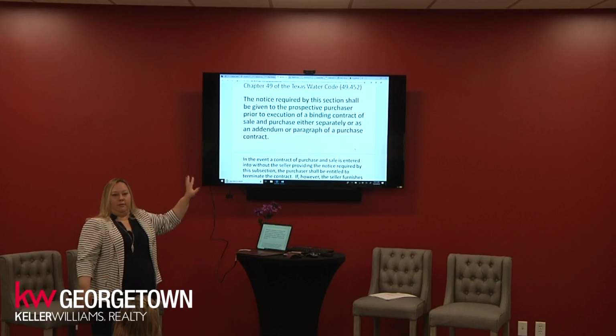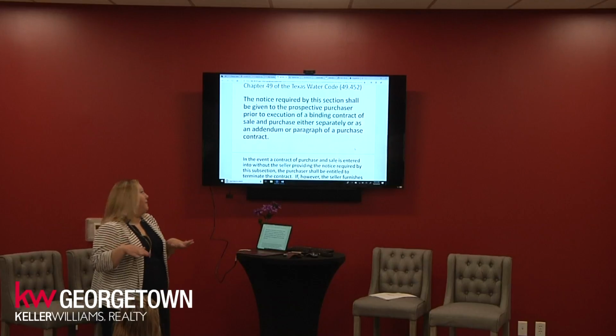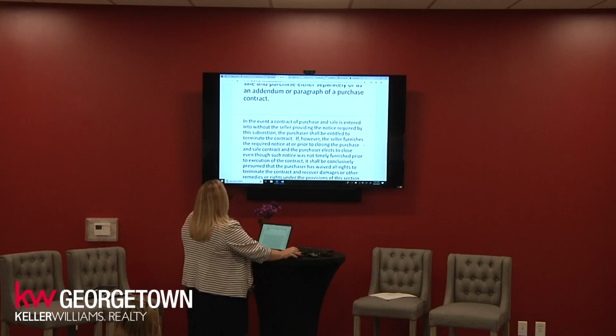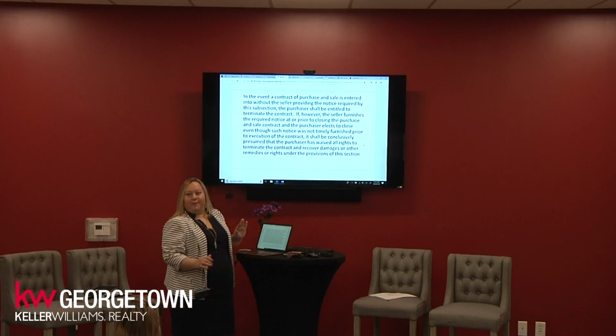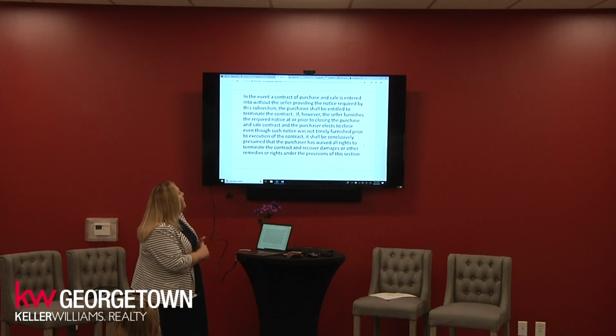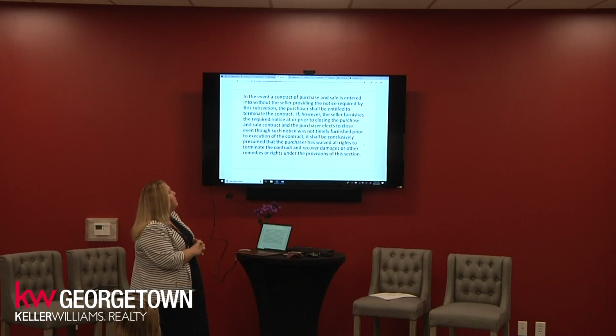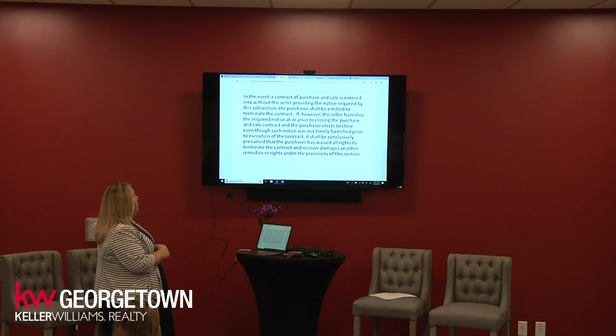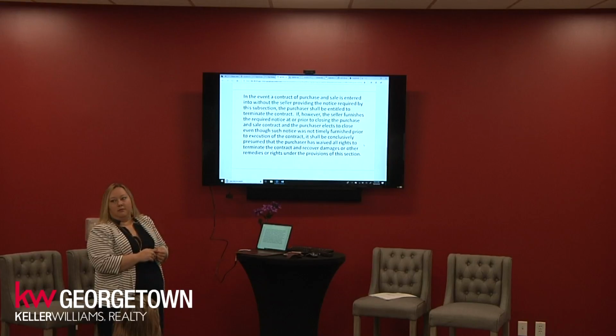Don't do it. Nothing in paragraph 11 unless you get Avis's approval. So don't put that in special provisions. Why? Because there's a form for it. In the event a contract of purchase and sale is entered into without the seller providing the notice required by this subsection, the purchaser shall be entitled to terminate the contract.